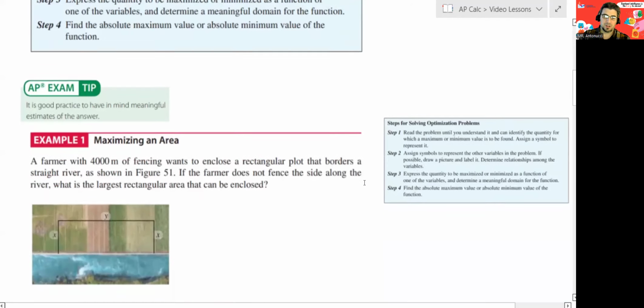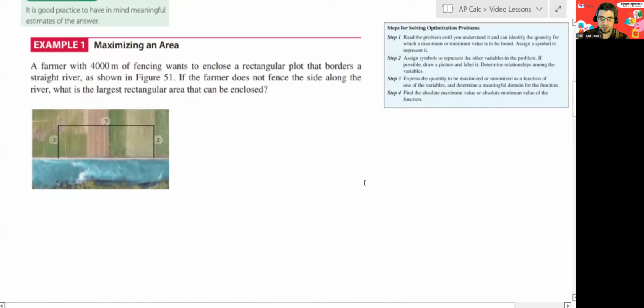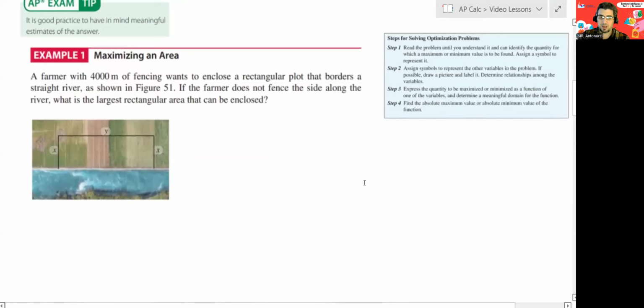So here's an example. A farmer with 400 meters of fencing wants to enclose a rectangular plot that borders a straight river. You can see it right here. If the farmer does not fence the side along the river, what's the largest rectangular area that can be enclosed? So first, the quantity to be maximized is the area. So we're just going to call it A.